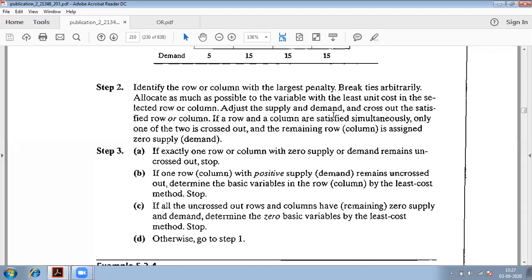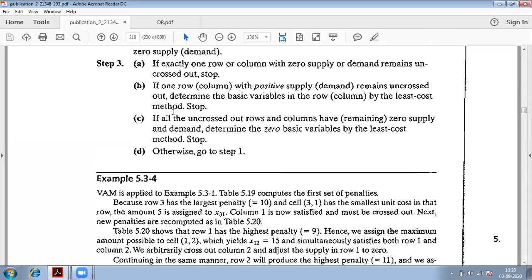Adjust the supply and demand and cross out the satisfied rows or columns. The only thing is that to avoid confusion, better to cross out with a pen or pencil. If a row and column are satisfied simultaneously, only one of the two is crossed out and the remaining row or column is assigned zero supply. So this is the step.